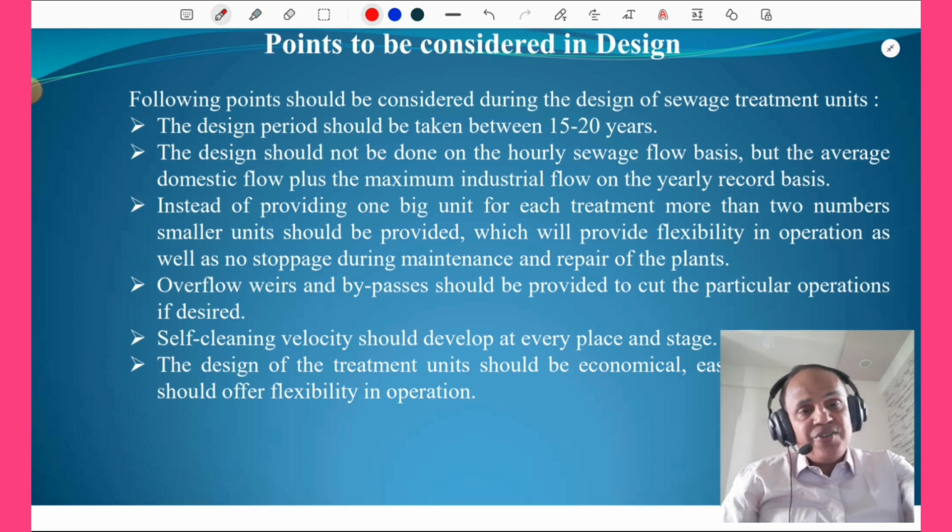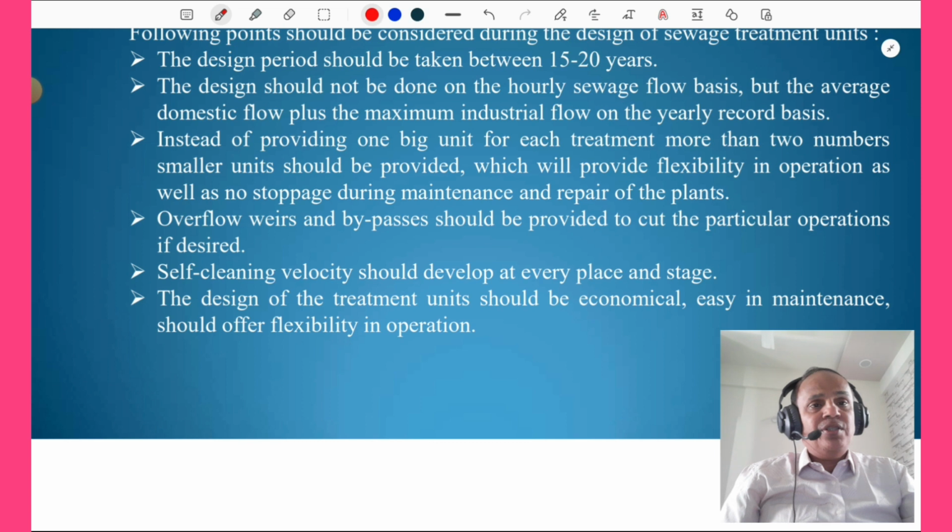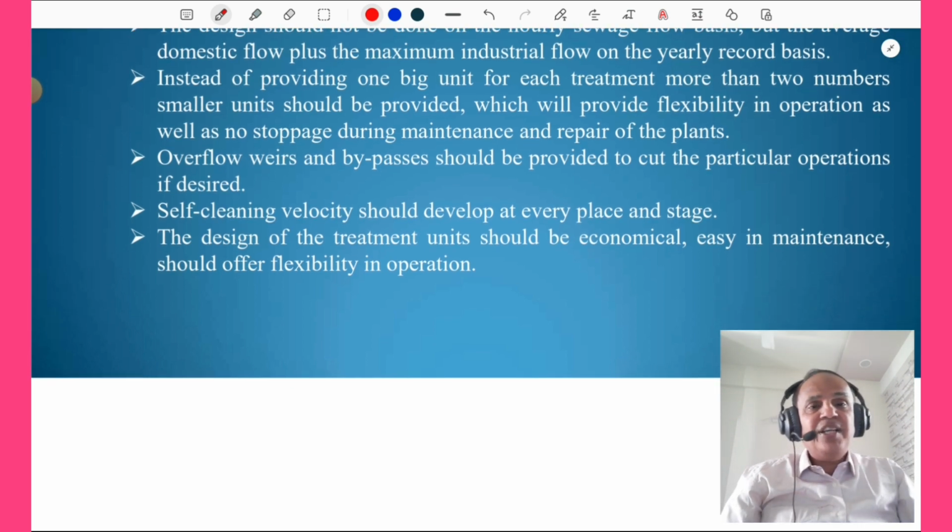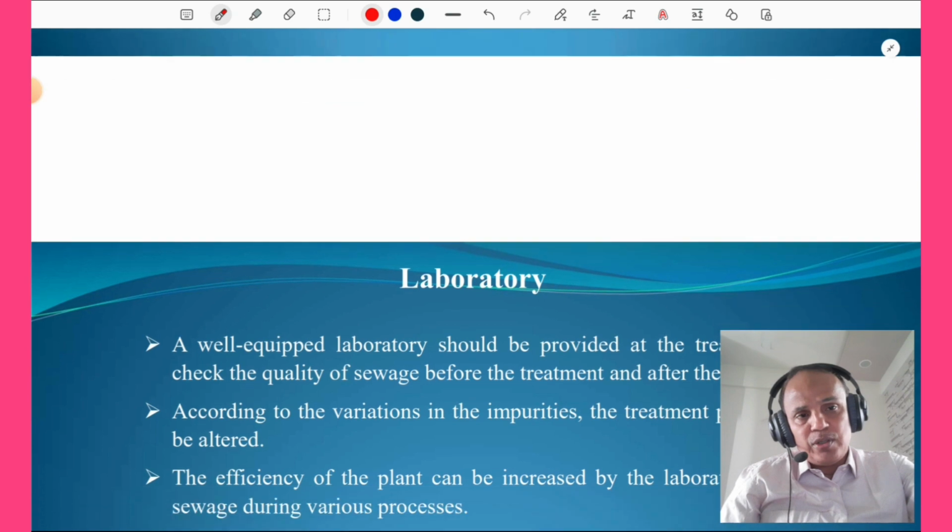As discussed earlier, self-cleansing velocity should be developed at every place and stage. That is very important. Self-cleansing velocity is a very important part of water supply engineering, and we have already discussed that part. The design of the treatment unit should be economical, easy in maintenance, and should offer flexibility in the operation. So economy is important, ease in maintenance is important, and flexibility in operation is also important.